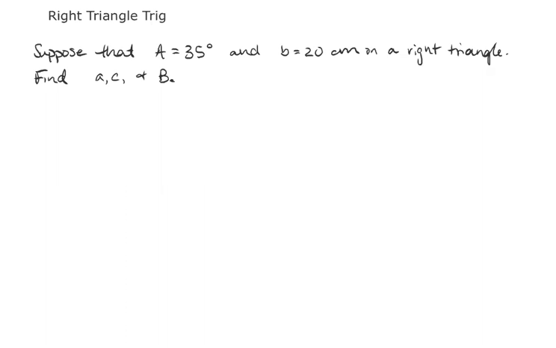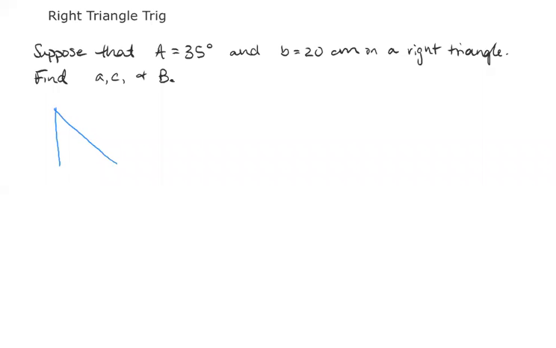For this example, we are going to suppose that we have a right triangle, that angle A is 35 degrees, side B is 20 centimeters. We're going to find the rest of the information for this triangle. So again, my recommendation is to always draw a picture, or almost always.